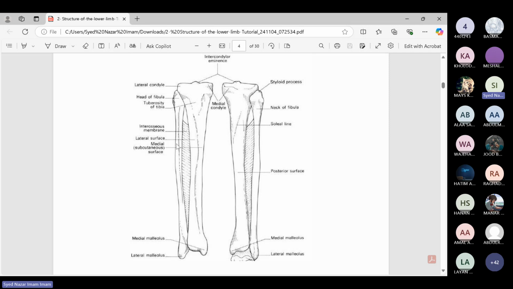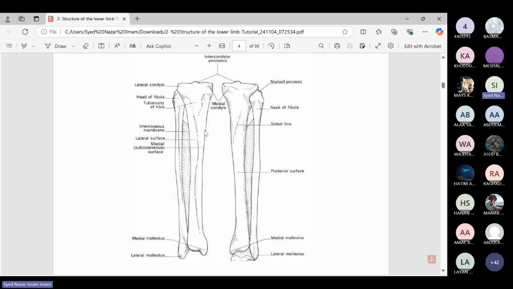This is the medial surface, which is subcutaneous. There is no attachment of any muscle on the medial surface. And then we have the lateral surface. In the upper part of the anterior border, there is a tuberosity here. This tuberosity is called the tibial tuberosity. Again, you can go and see about this tibial tuberosity. And in the lower end, you can see medially it is a little prolonged and we call it the medial malleolus.